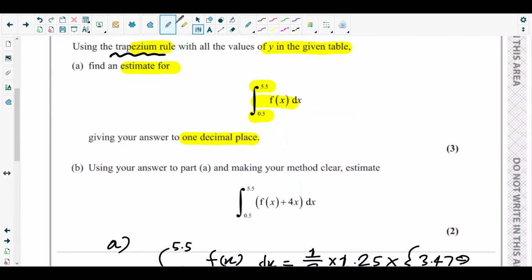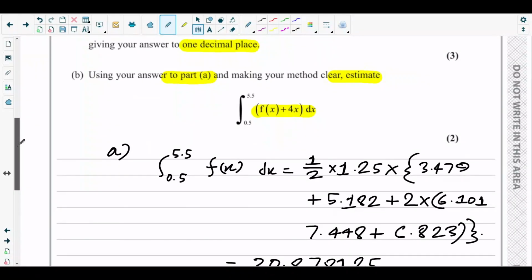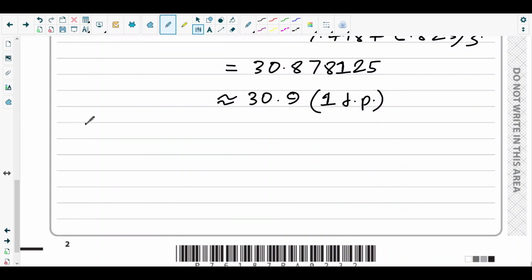Next is part B. Part B is asking to use the answer to part A, making the method clear, to estimate the integration of f of x plus 4x dx from the limit 0.5 to 5.5. Again, as in part A, we need to get the value for this integration. So, integration from 0.5 to 5.5 of f of x plus 4x dx.